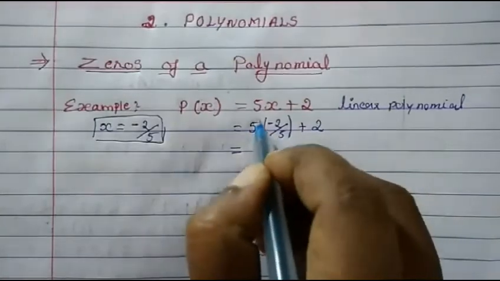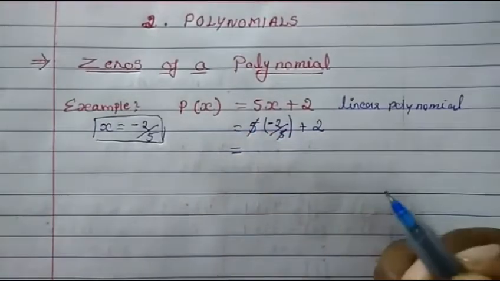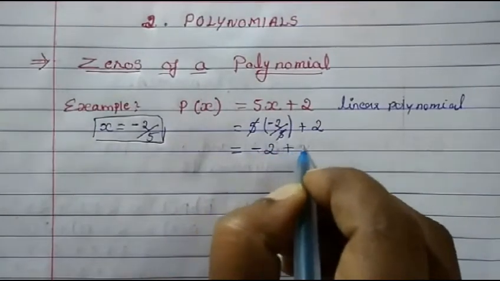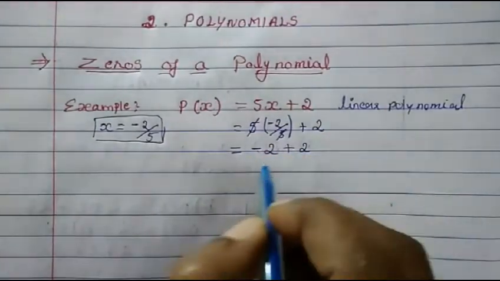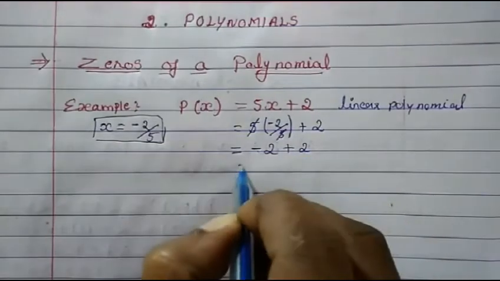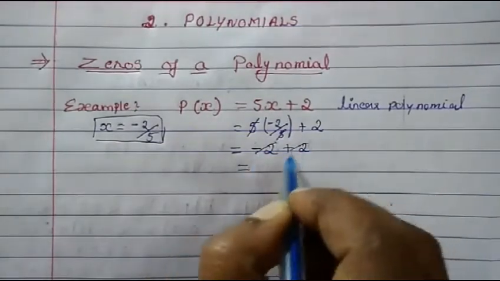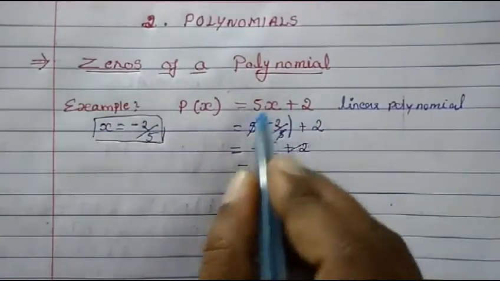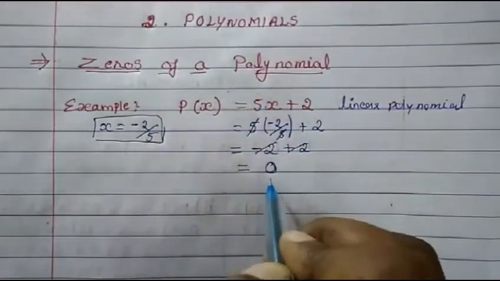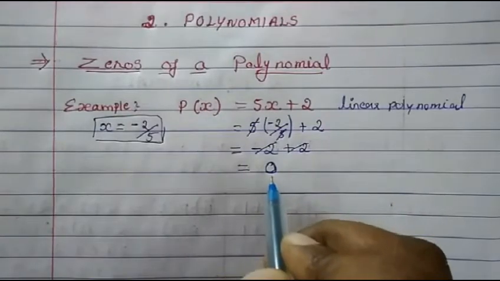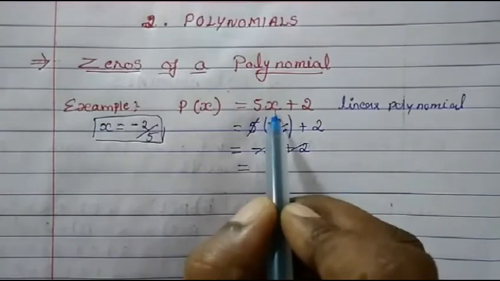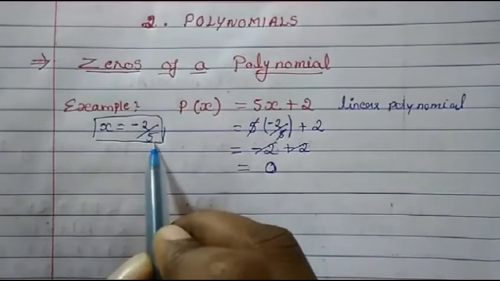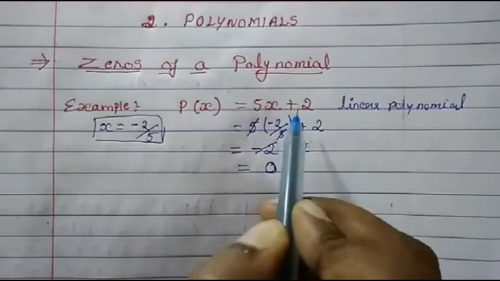So now 5 gets cancelled. So what we have? We have minus 2 and plus 2. So minus 2 and plus 2, what answer will we get? It will get cut. So we will get 0. So the whole polynomial became 0. Why did it become 0? Because in the place of x we had put this value. So this value becomes the zero of this polynomial.